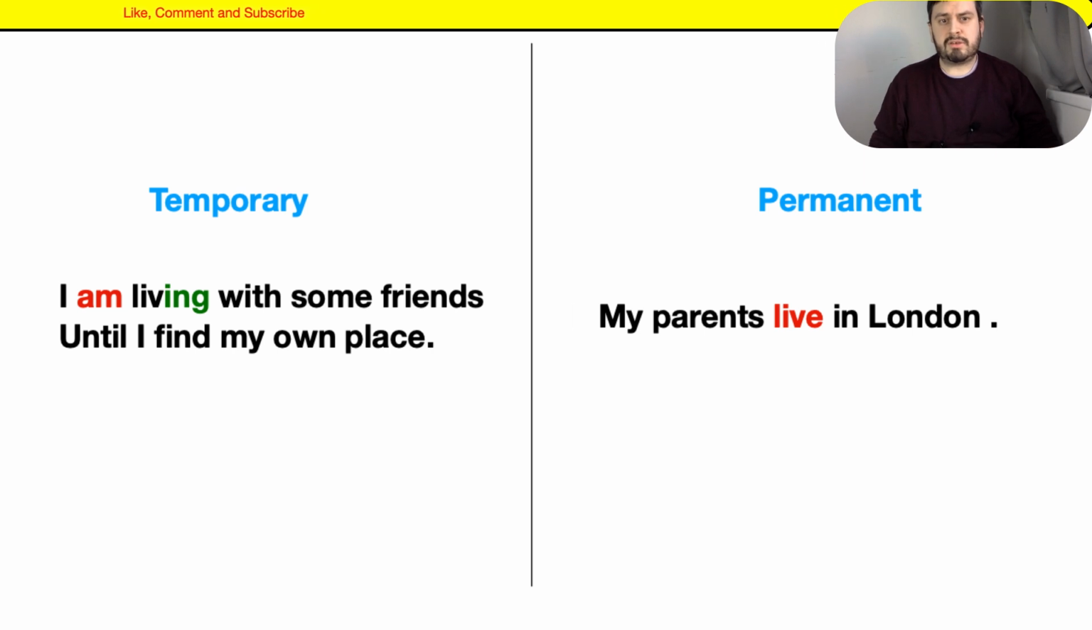Another key difference between the two is that when we want to talk about something that's temporary, not forever, not permanent, we use present continuous. I'm living with some friends until I find my own place. It's not a permanent thing, it's just now. But the permanent, what I usually do, is this. My parents live in London, okay? If I say my parents are living in London, the meaning is maybe not forever. But yes, if I say my parents live in London, it's what they usually do, okay?